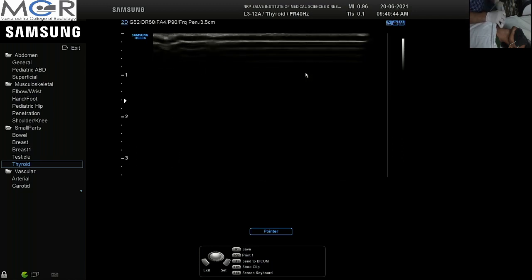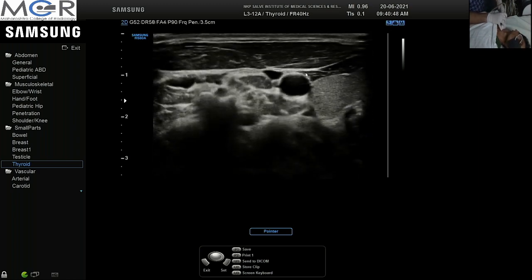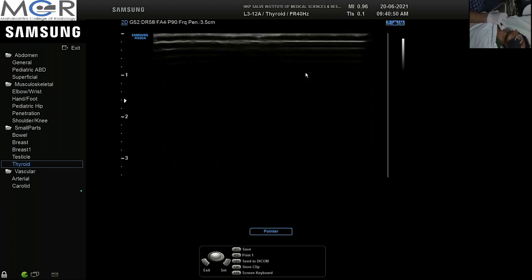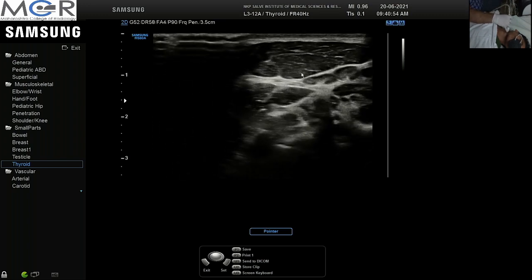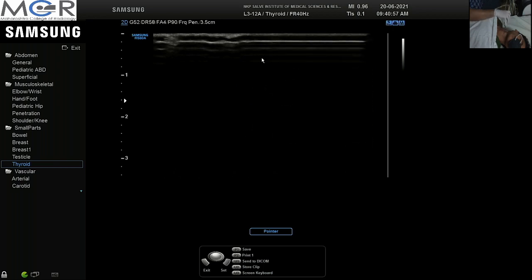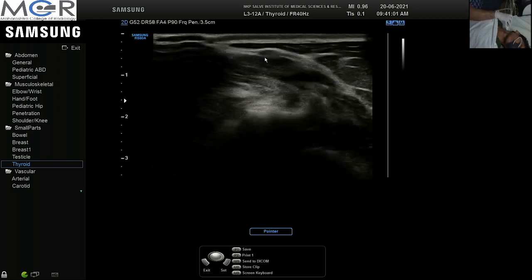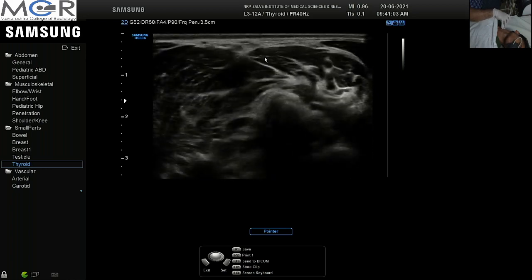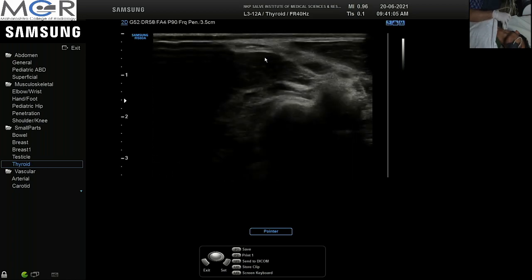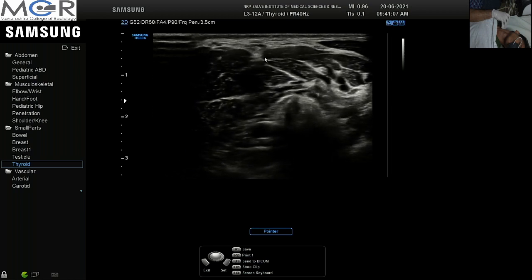Now we move on to the supraclavicular fossa and the posterior triangle of the neck. The posterior triangle of the neck is formed by the posterior margin of the sternocleidomastoid muscle here, then the anterior margin of the trapezius, and all the muscles lying in between them form the floor. The base of the posterior triangle is formed by the clavicle.